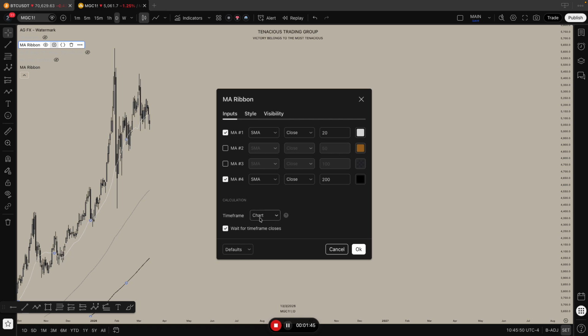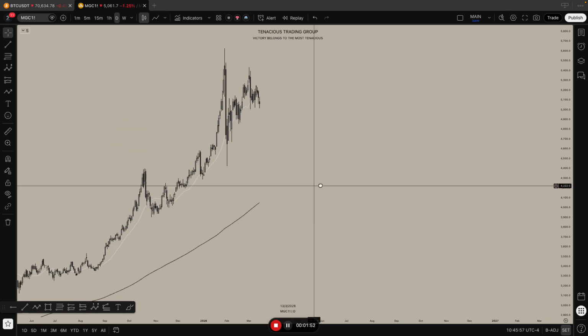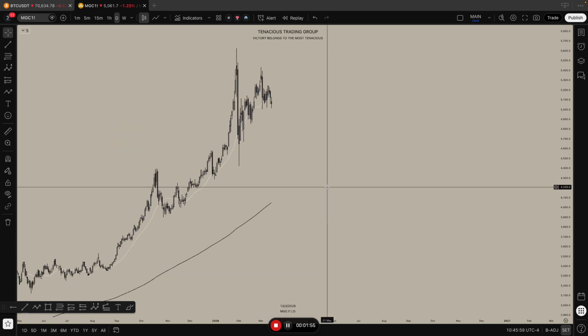Make sure time frame is on chart, and wait for time frame close, and that's it. Then you press OK, and that's all you need. Once you have that, you are pretty much good to go.